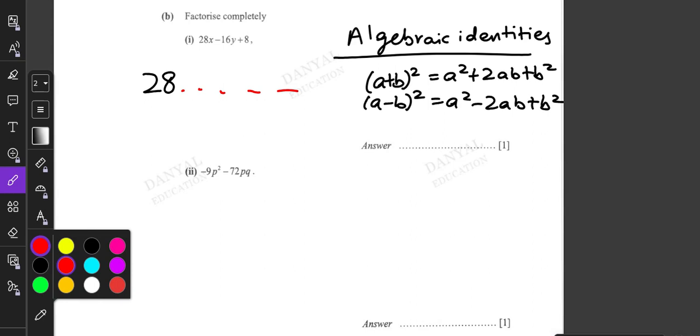Okay, let me give you a hint. Use brackets in your expansion. This is try yourself.